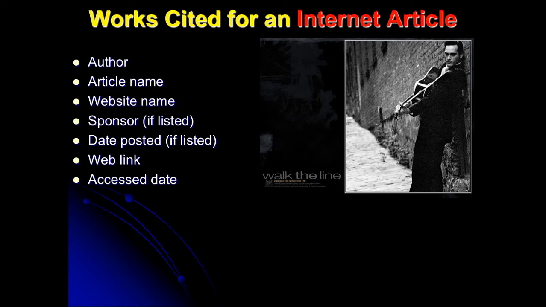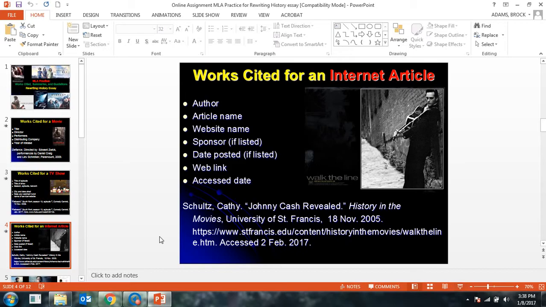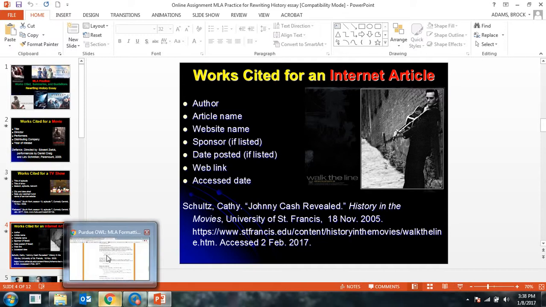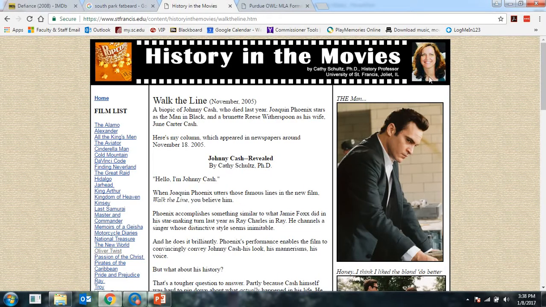So again, let's talk about how to find some of this information with our example. We want to look at the Kathy Schultz article on the movie Walk the Line. So this is on the History in the Movies website. So here we have our author's name, Kathy Schultz. We have the title of the article. It's just Walk the Line. It's the same as the movie, and so we'll put it in quotation marks because this is the name of the article. Here we have the day it was posted. There's no date, but there is a month and a year, so we'll put that information.